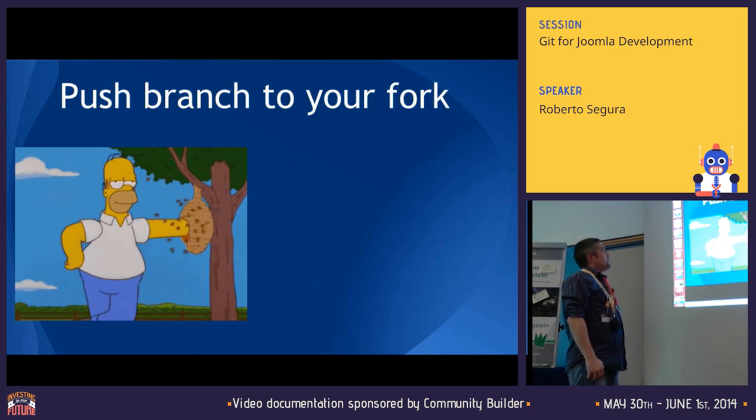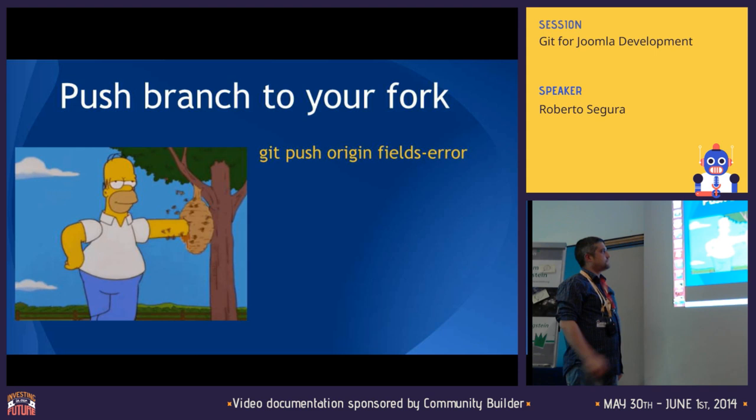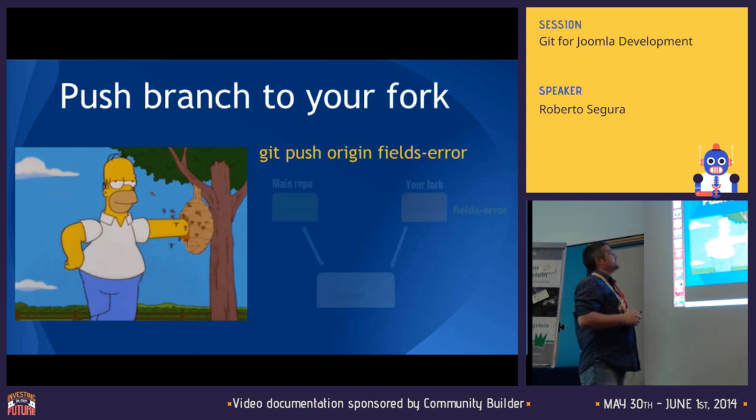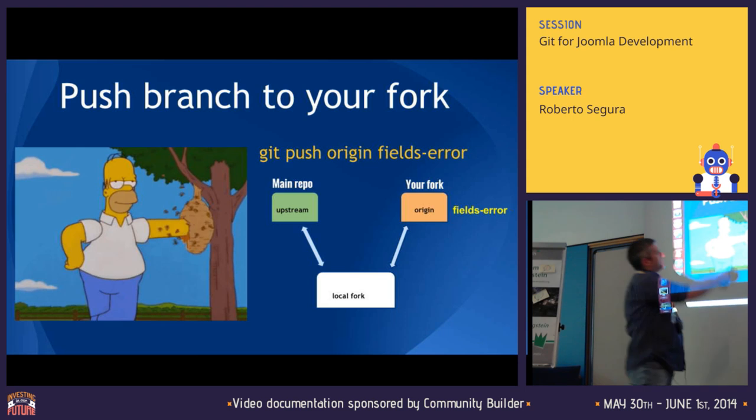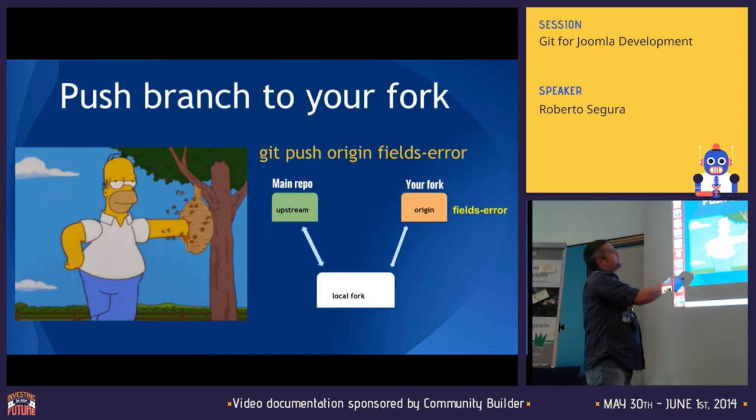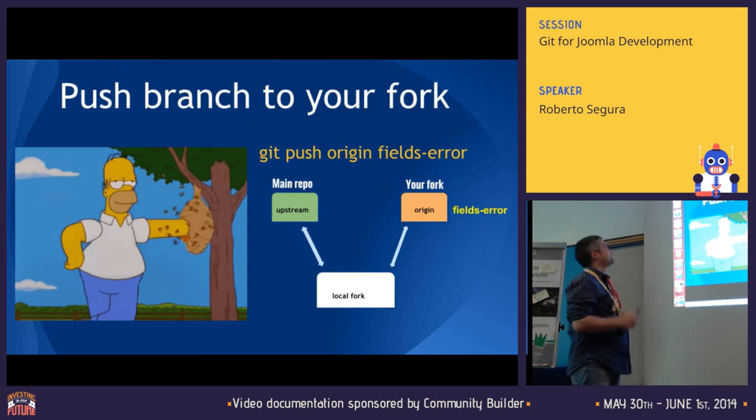And then we have to push our code to the fork. To push is just to move this branch from here to our origin. This is our fork, and this is the upstream server. So push is basically to move this branch from here to there. It's quite easy, and it's that command. Push origin, this means the server where we want to push, and the name of the branch that we want to put there.